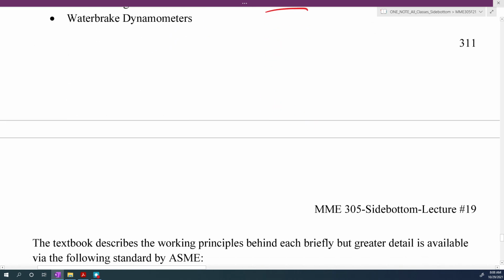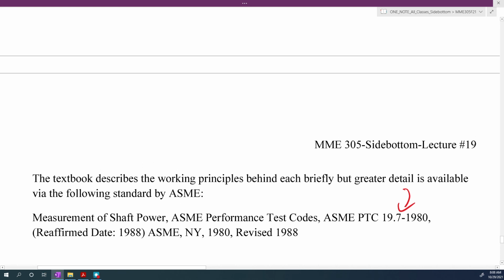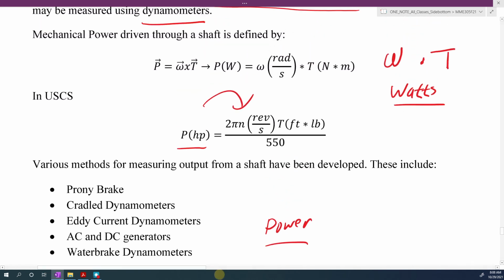The textbook describes the working principles behind each of these different types of dynamometers briefly, but greater detail is available in the following text by ASME. Please review that if you ever come into a situation where you need to measure the power through a motor or transmitted through a shaft.